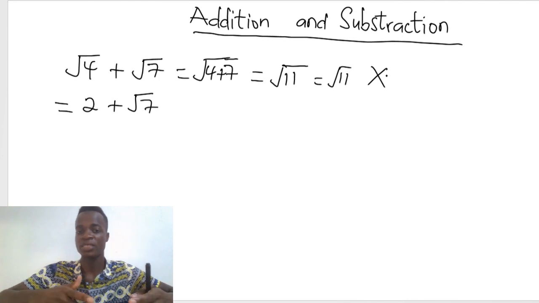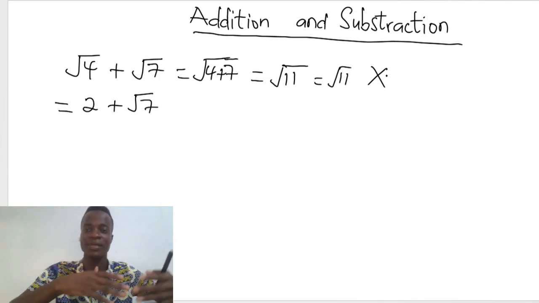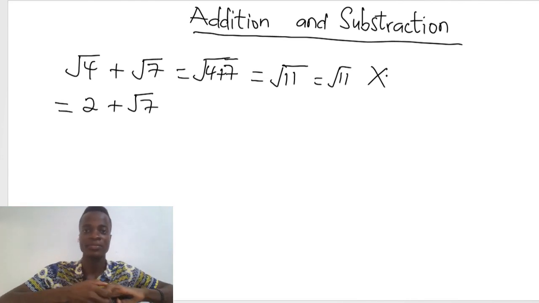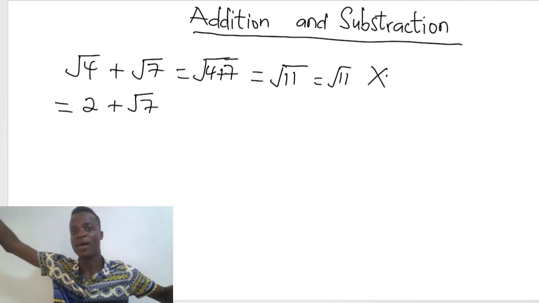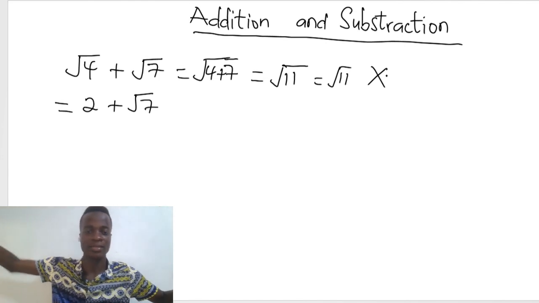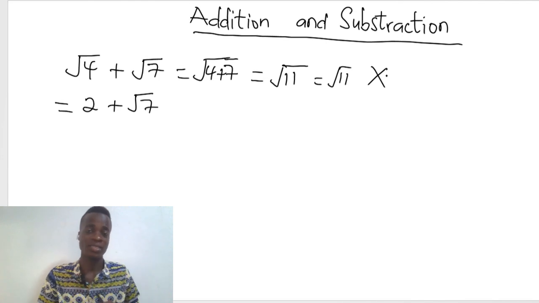But if it were multiplication, which we will look at further, we will see that they can interact. One under a square root can interact with another square root. But if you are doing addition or subtraction, they don't interact, so you leave them as such. Because of addition, they don't come together.